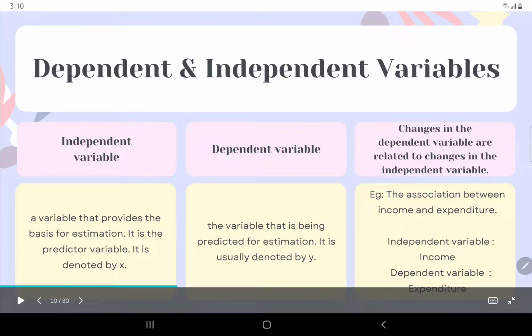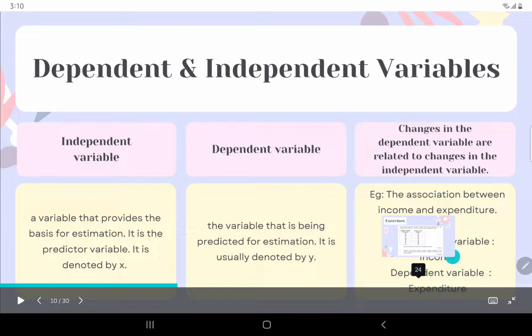Okay, for example, we want to measure the association between income and expenditure, antara gaji dan juga duit yang kita gunakan. So here we have two variables. The first one is income, gaji, and expenditure, duit yang kita gunakan untuk beli barang lah. Okay, so income is the independent variable while expenditure is the dependent variable.